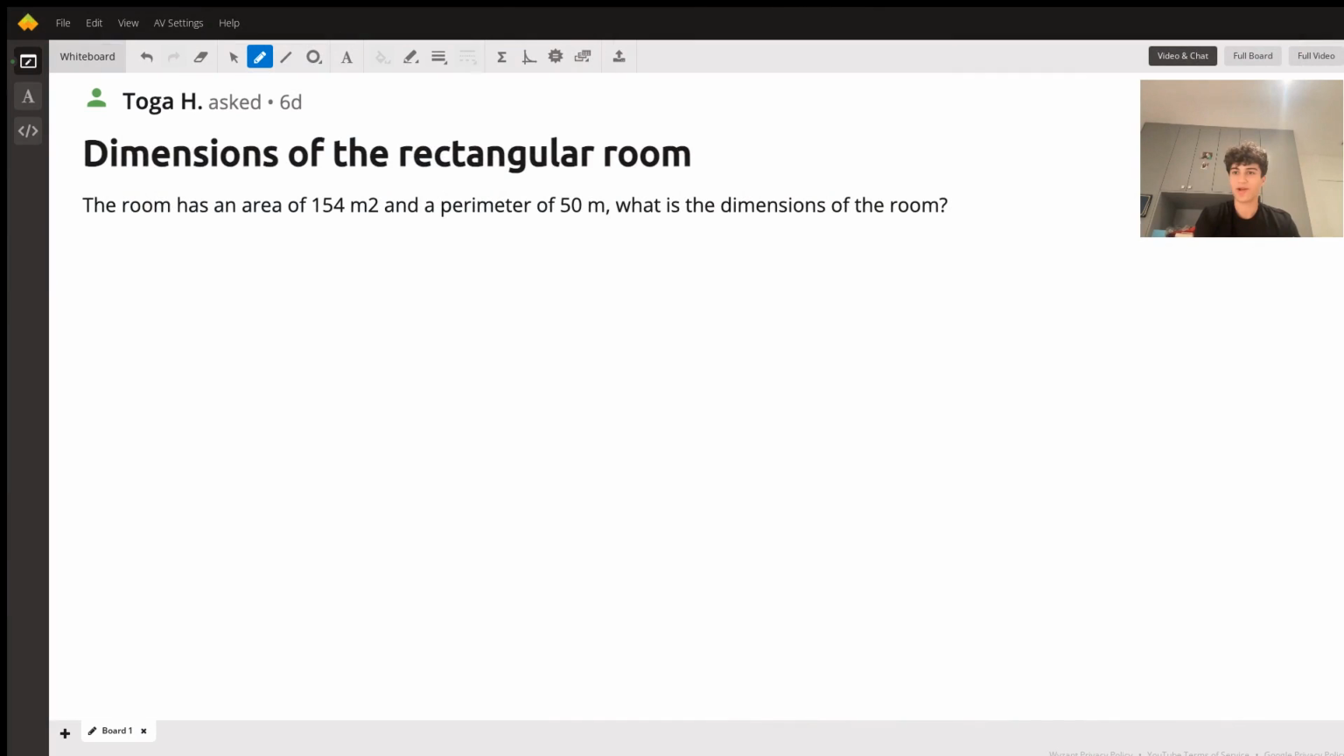So there's a room that has an area of 154 square meters and a perimeter of 50 meters. So what are the dimensions of this room? So first, let's start out by drawing the room itself.